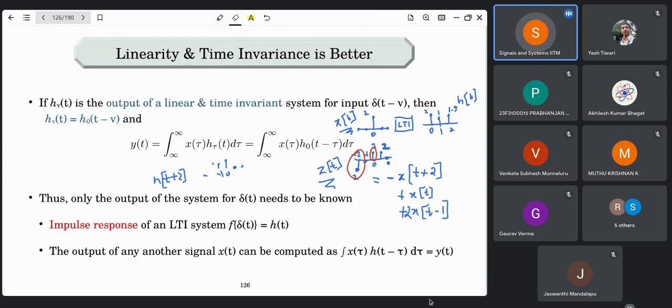So when you scale that by -1, the signs change. So the corresponding output would now be -2 at -2, and at -1 you have -1, and at 0 you have -1.5 and 0 everywhere else. So this is the output corresponding to this term. And then what is the output corresponding to x of t? That is h of t itself.